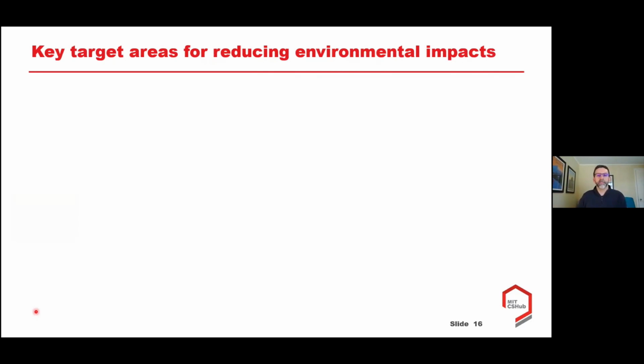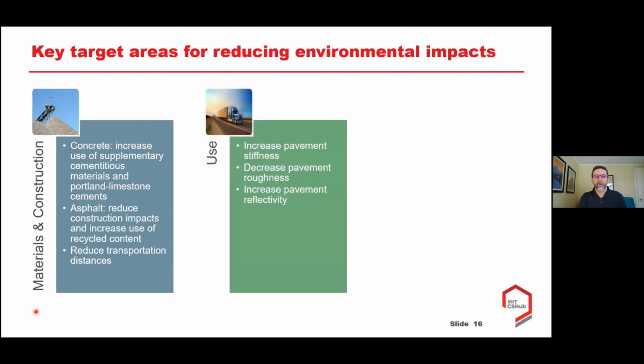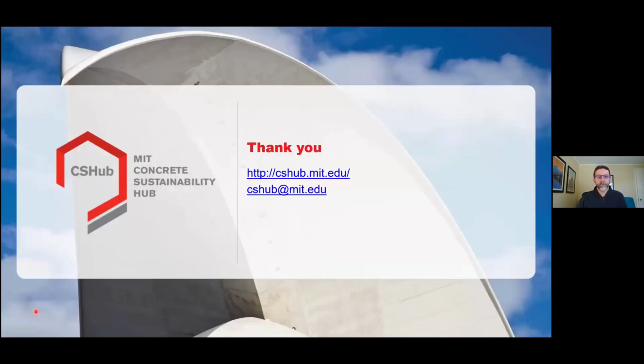So just wrapping this up to summarize: what are these key target areas for reducing environmental impacts associated with pavements in general, and also with a specific focus on concrete? On the materials and production side, anything we can do to increase the use of supplementary cementitious materials, Portland limestone cements, other blended cements is going to help. On the asphalt side, reducing construction impacts and increasing use of recycled content is going to help. Reducing transportation distances also. On the use phase, increasing pavement stiffness, decreasing pavement roughness, and increasing pavement reflectivity are really going to be the big hitters. And at end of life, anything we can do to increase carbon uptake and increase the use of recycled aggregates will also help.